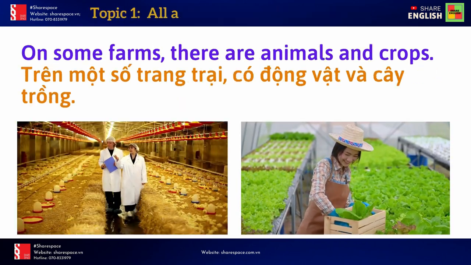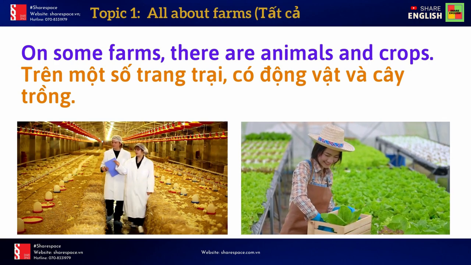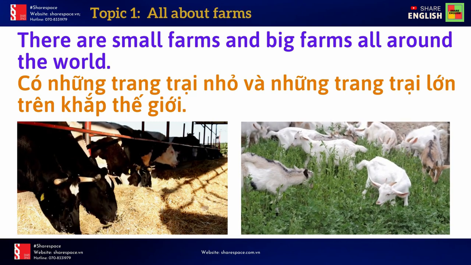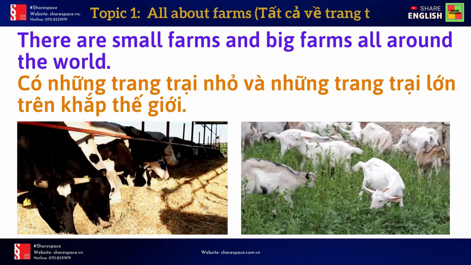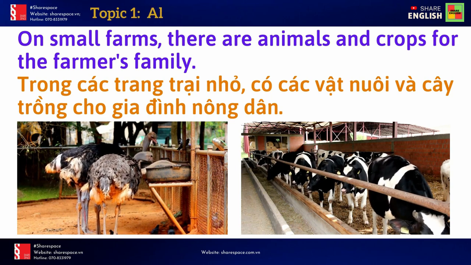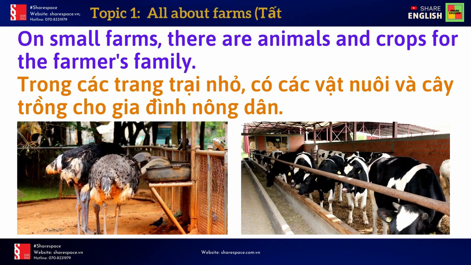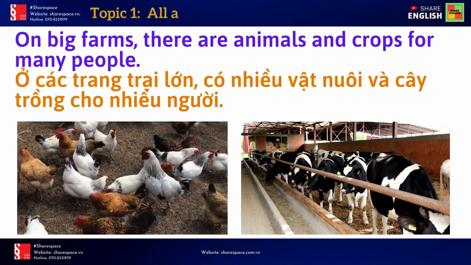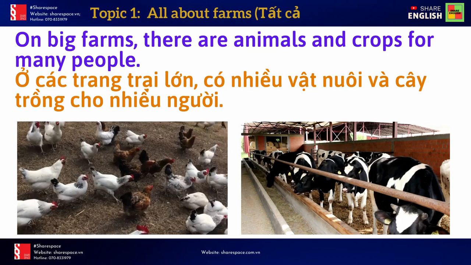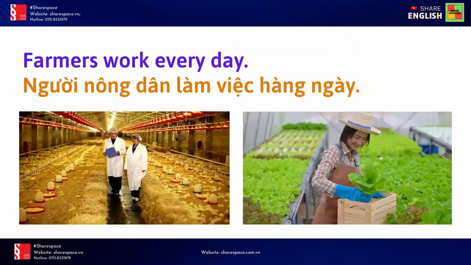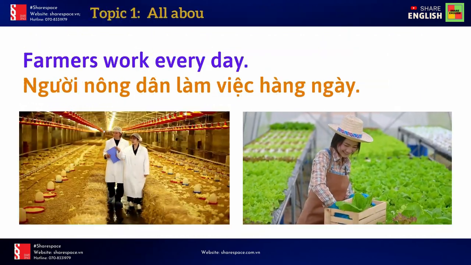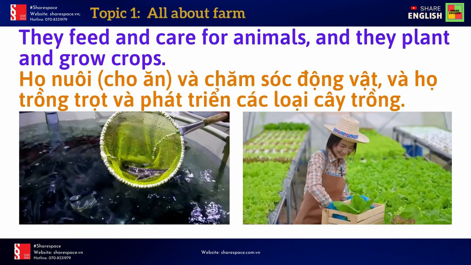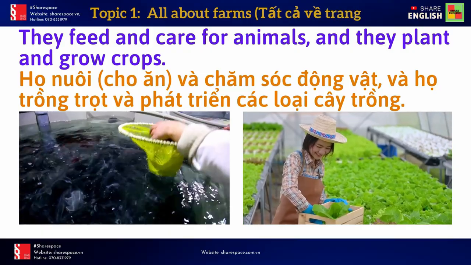On some farms, there are animals and crops. There are small farms and big farms all around the world. On small farms, there are animals and crops for the farmer's family. On big farms, there are animals and crops for many people. Farmers work every day. They feed and care for animals, and they plant and grow crops.